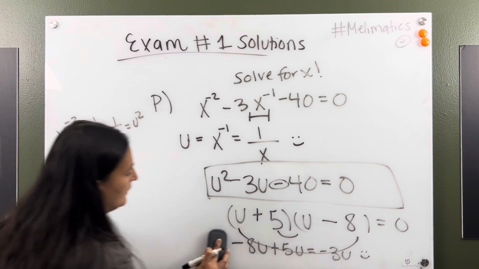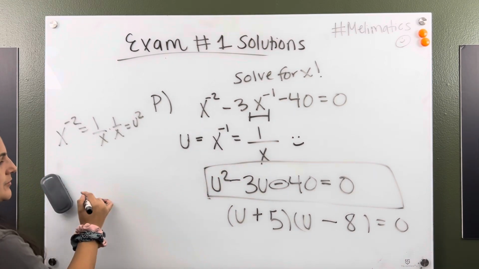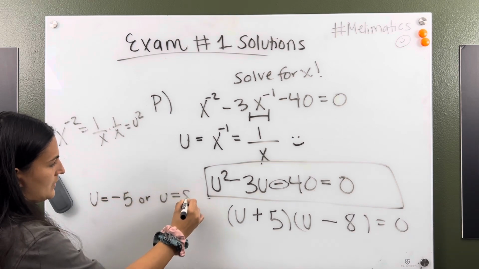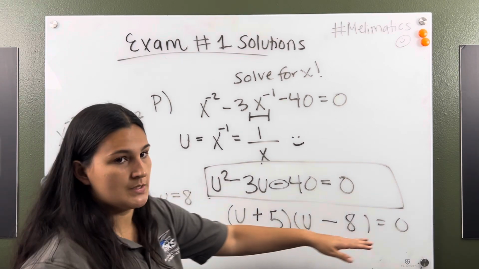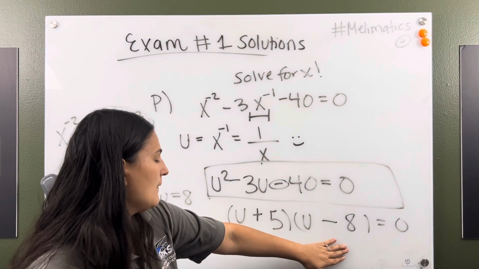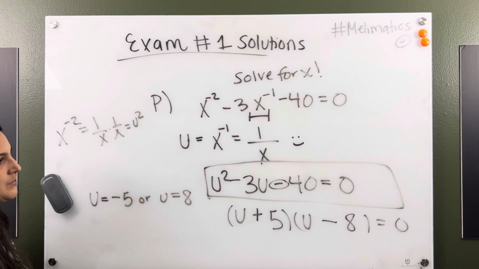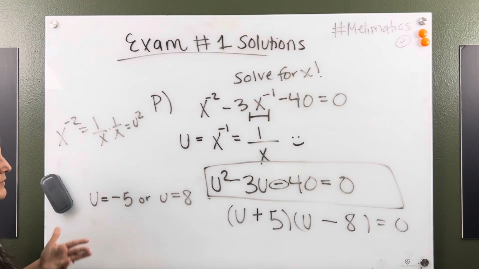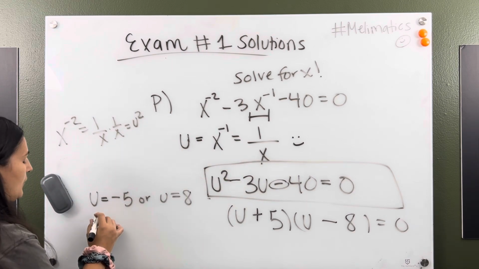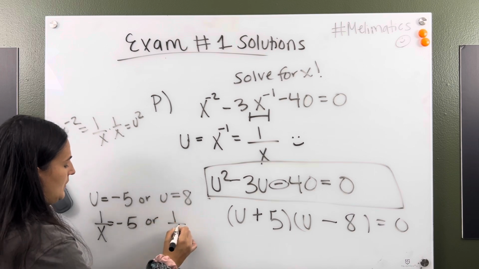So now all you have to do is solve for u. Okay, so that means that u equals negative 5 or u equals 8, because remember that you're setting these equal to 0. So this means either u has to equal 8 or u has to equal negative 5. Okay, but remember this is not our final answer because we substituted for u. So now we have to substitute back in what it actually is. It actually is 1 over x, but we changed it to make it easier for us to solve.